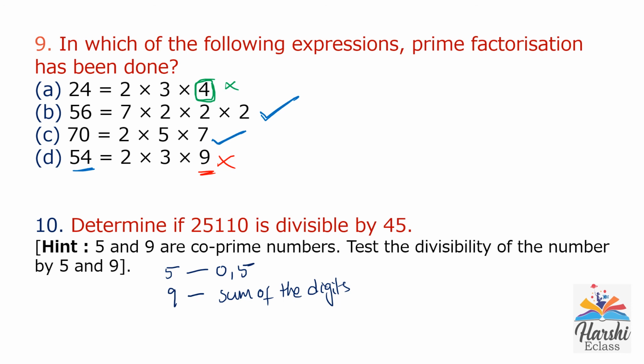So let's check whether the given number is divisible by 5 and 9 or not. 25,110. This number is ending with 0. In its ones place it has 0. That means it is divisible by 5. Let's check with 9. Sum of the digits: 2 plus 5, 7. 7 plus 1, 8. 8 plus 1, 9. 9 plus 0, 9 only. 9 divided by 9 is equal to 1. It is completely divisible by 9. That means this number is also divisible by 9.